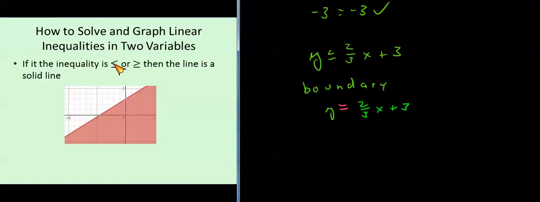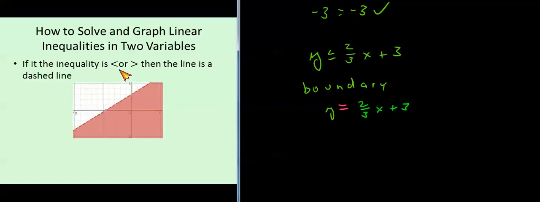If the inequality is a less than or equal, or greater than or equal, if it has the little equal sign, then it's a solid line and you can darken it in. If the inequality is just a less than or a greater than, then we have a dashed line. So I said make it really, really light, and then you can darken to do the dashing.